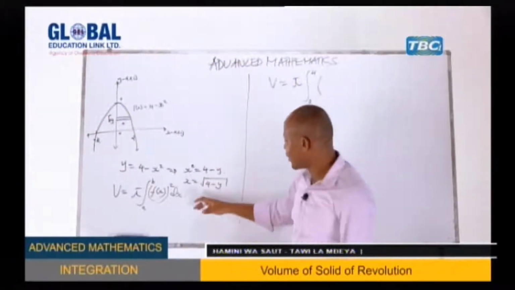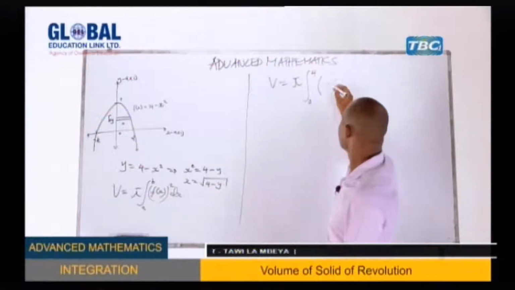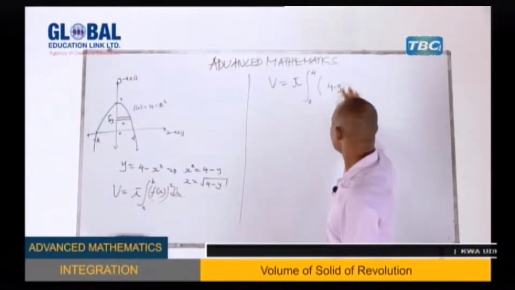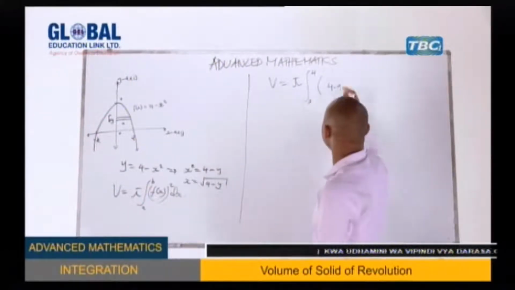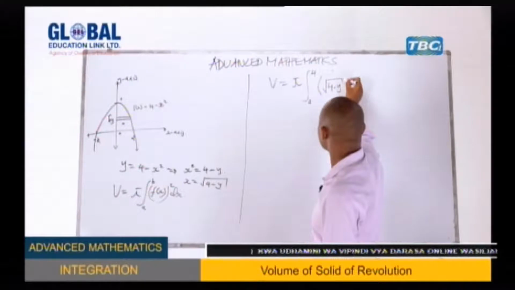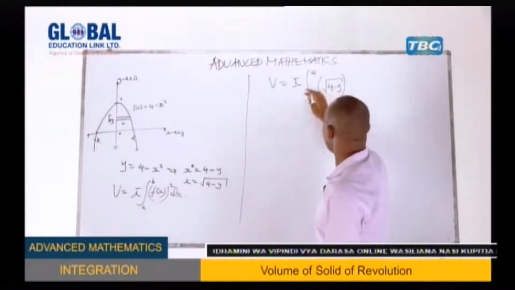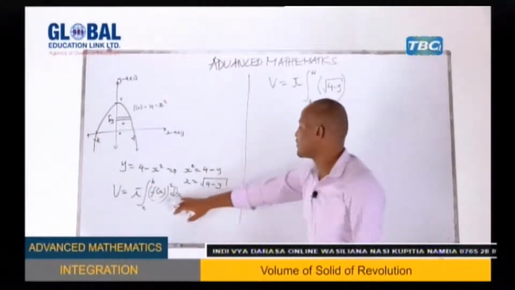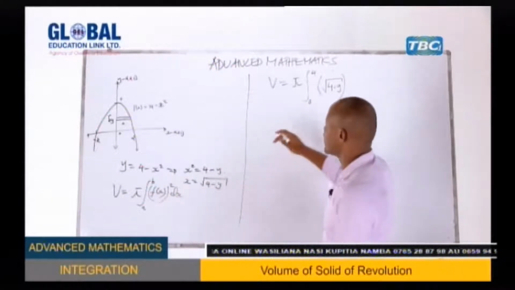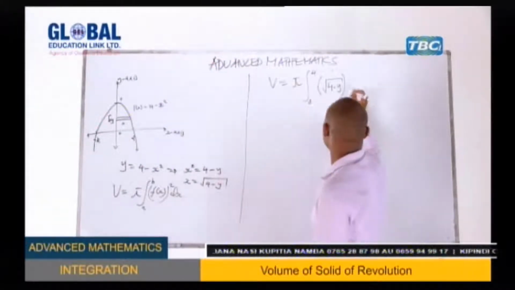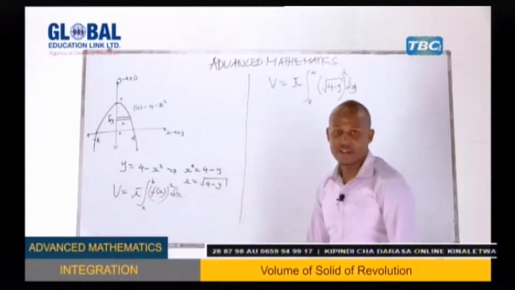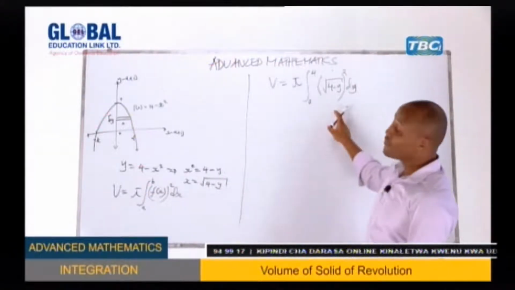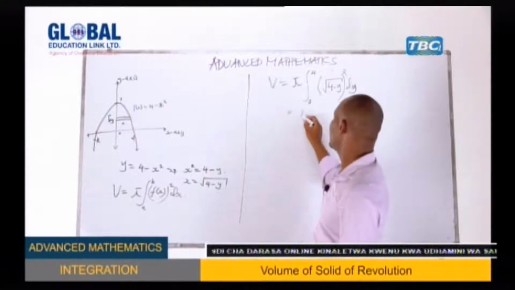and our function now is this one. So it is 4 minus y, all of that under the root, and now we don't have dx anymore, but we have dy. That will be the change in dy. But remember, that is squared, don't forget that. Now we have to evaluate that. And how will it look?